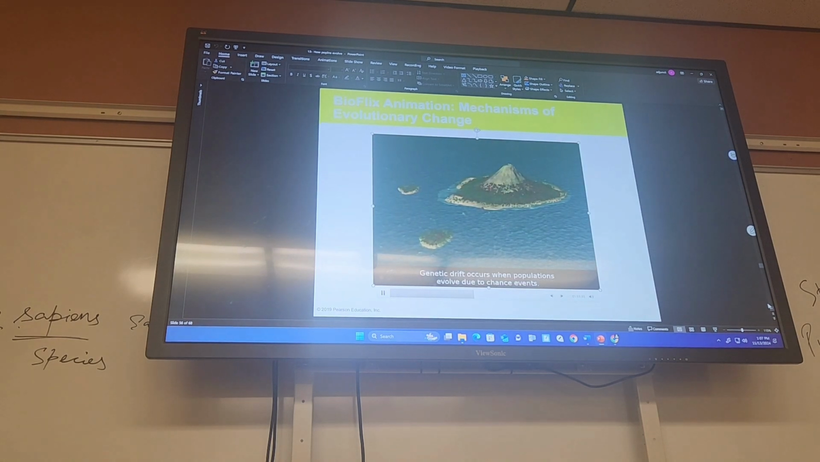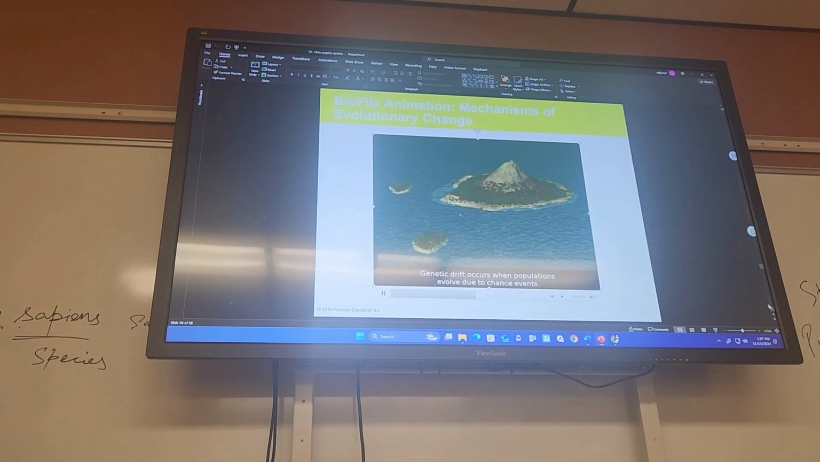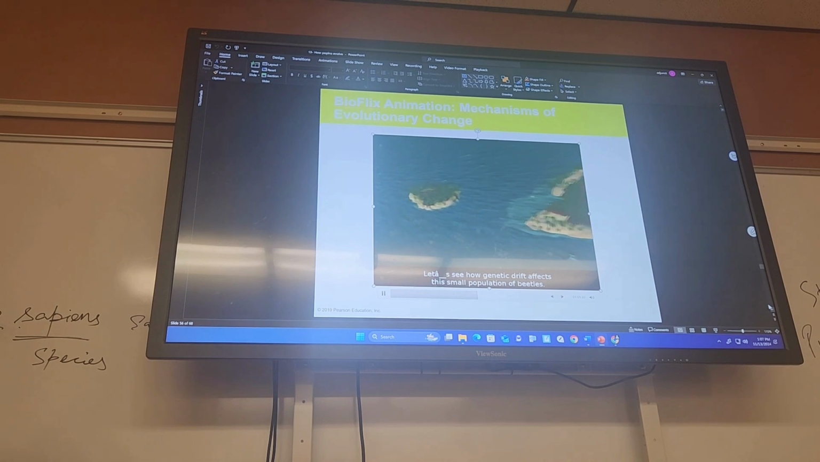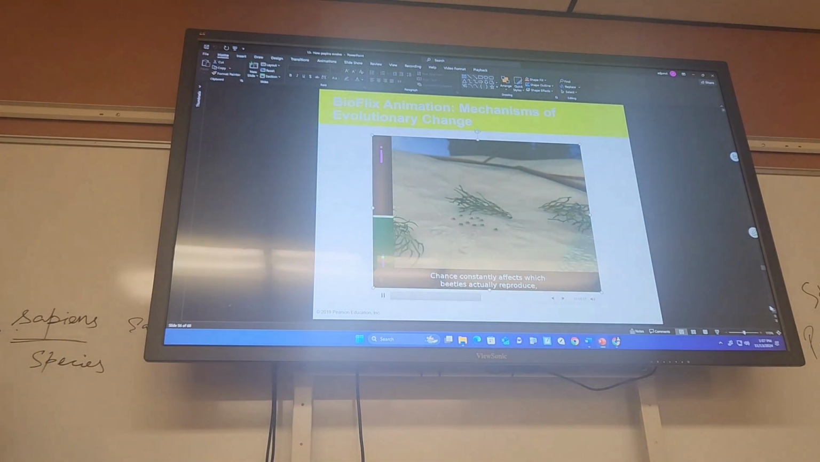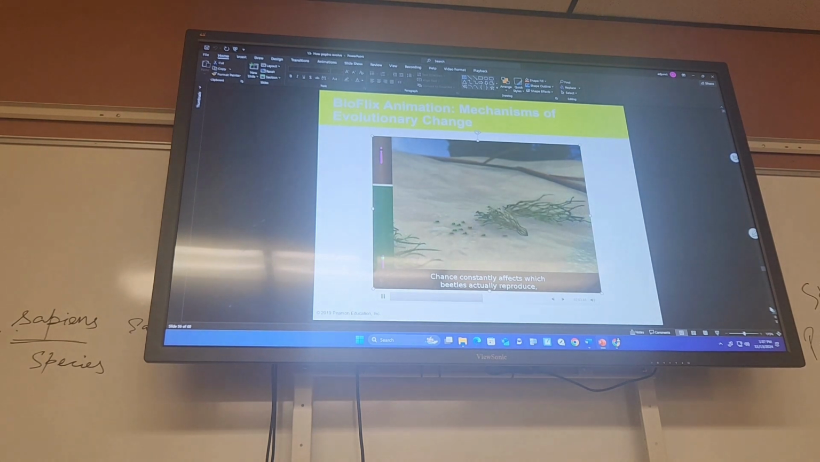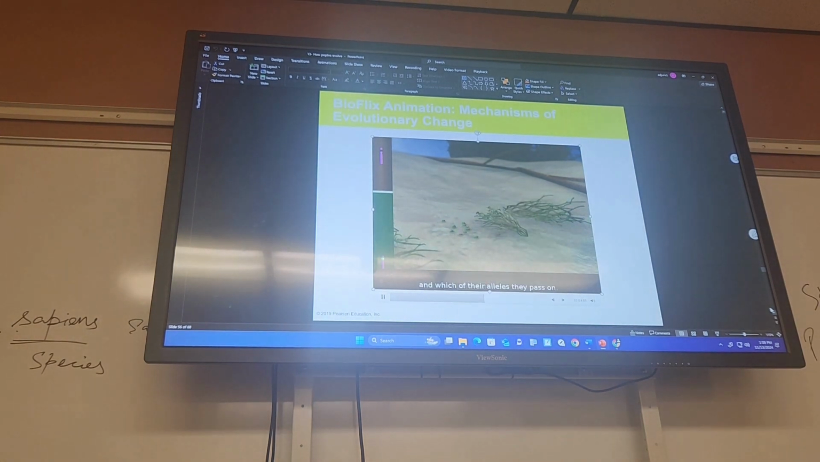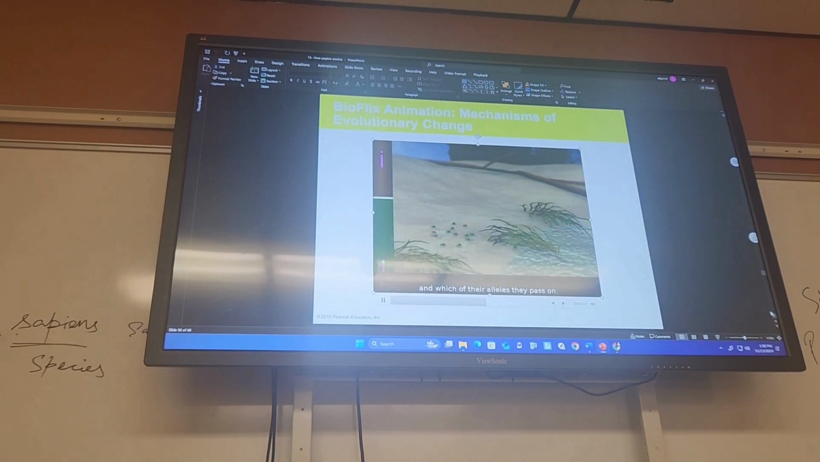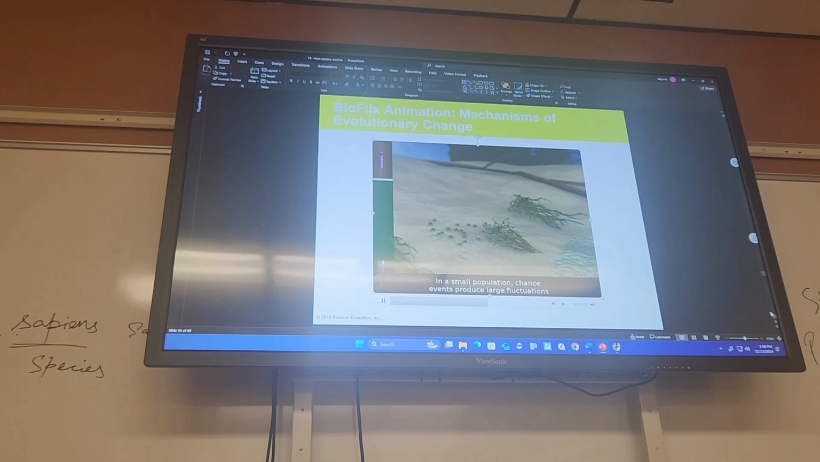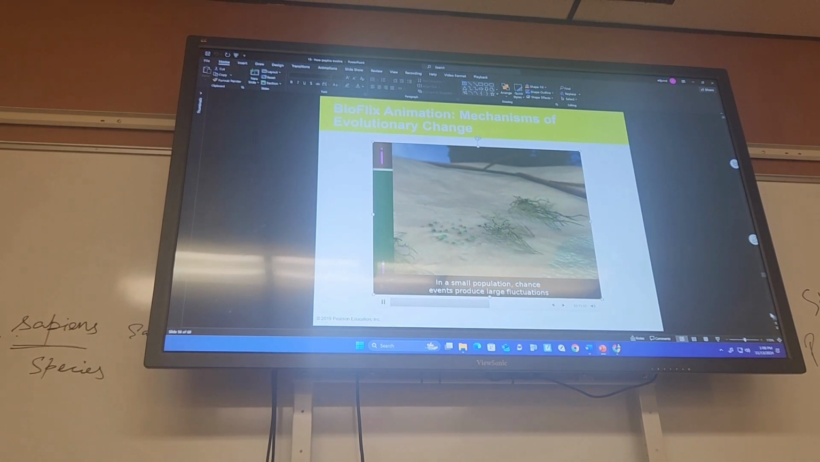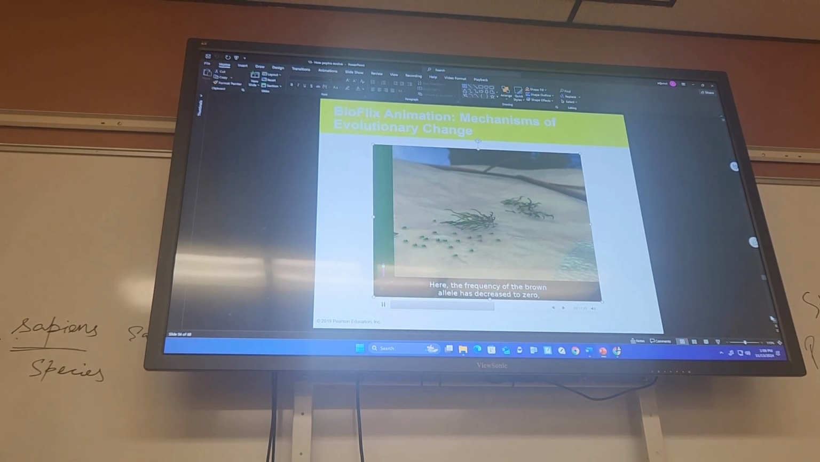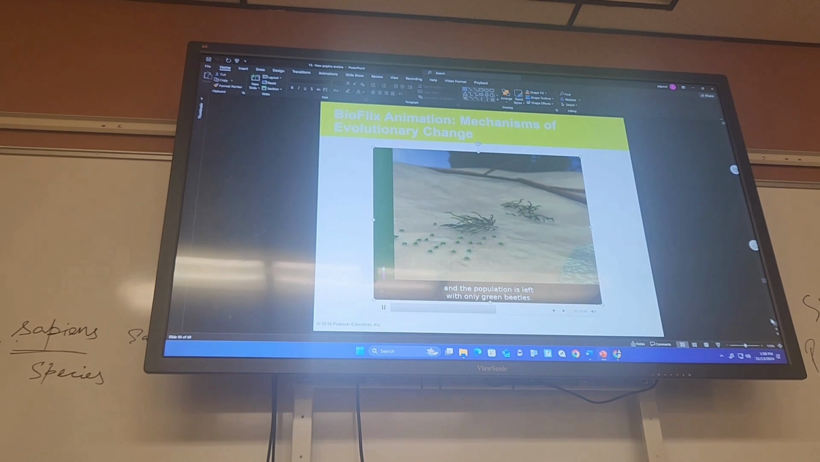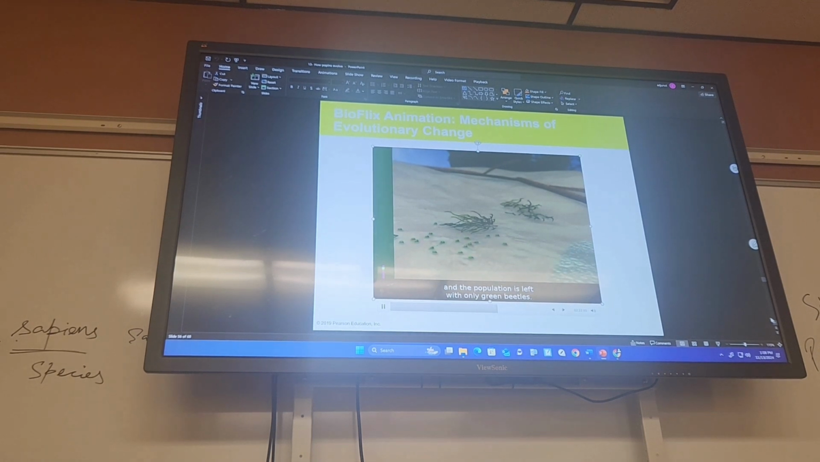Genetic drift occurs when populations evolve due to chance events. Let's see how genetic drift affects this small population of beetles. Chance constantly affects which beetles actually reproduce and which of their alleles they pass on. In a small population, chance events produce large fluctuations in allele frequencies from one generation to the next. Here, the frequency of the brown allele has decreased to 0, and the population is left with only green beetles.